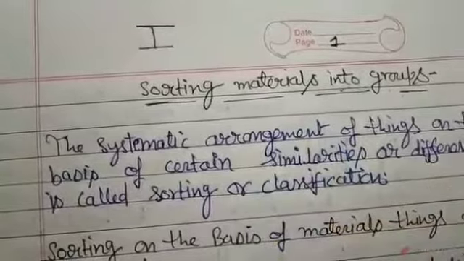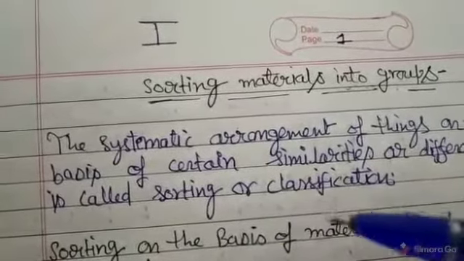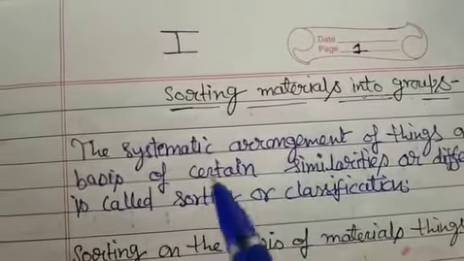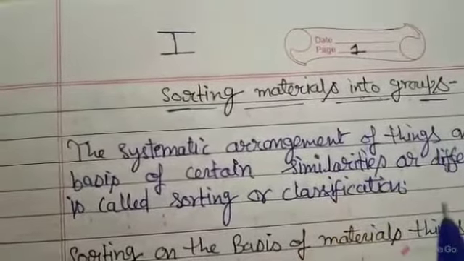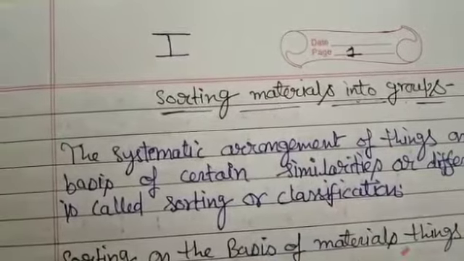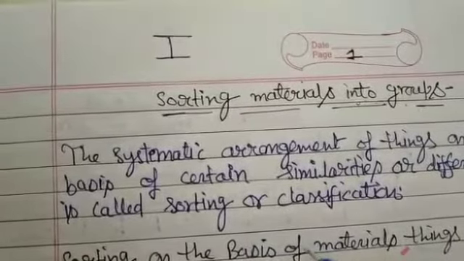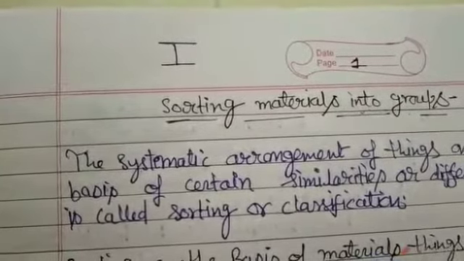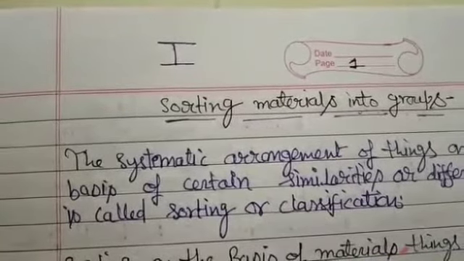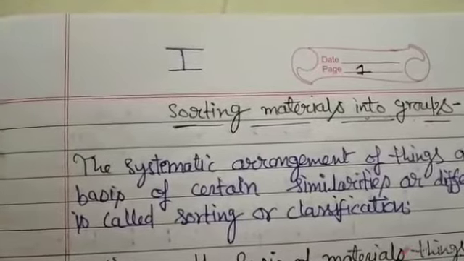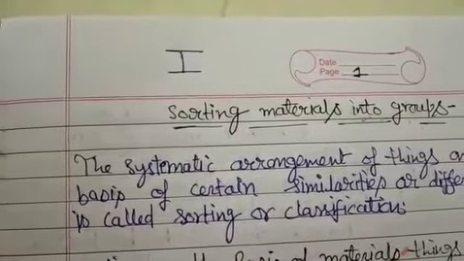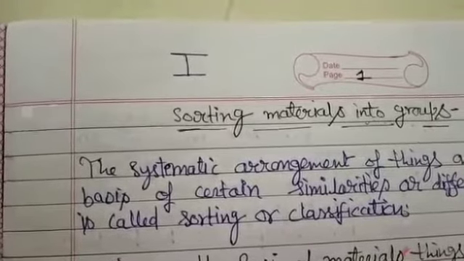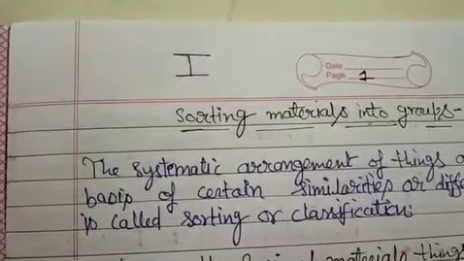Now, beta, in a library, you see a large number of books. Are all these books of the same type? No. The books are on different subjects, like English, Hindi, Maths, Science, Social Science, and so on. Within a subject also there are books of different authors and publishers. How are such a large number of books arranged in a library?